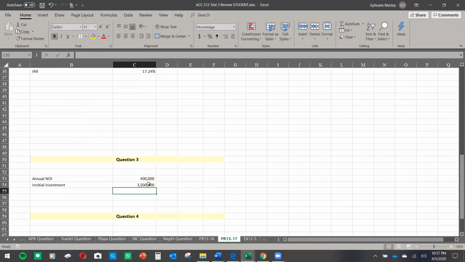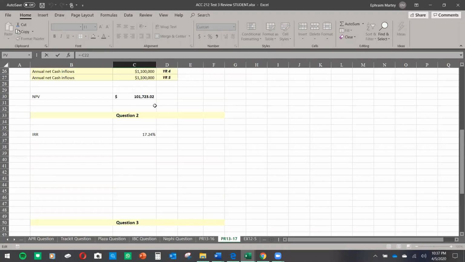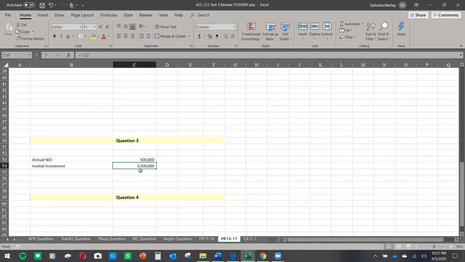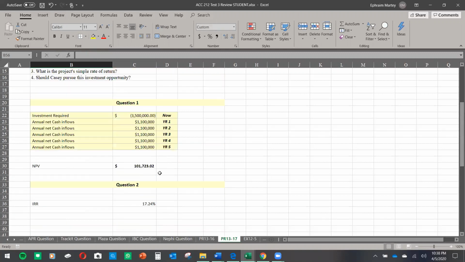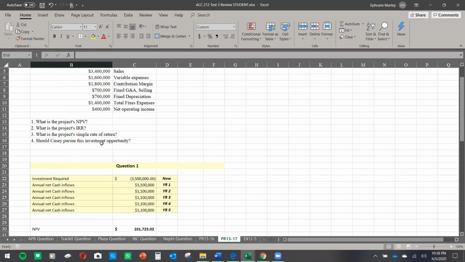Okay, so remember I put negative here, so I had to change it to positive. Okay, so you have it here. So your simple rate of return will be this one divided by the 3.5 million. So this is your answer for simple rate of return. Okay, that gives us 11.43%.